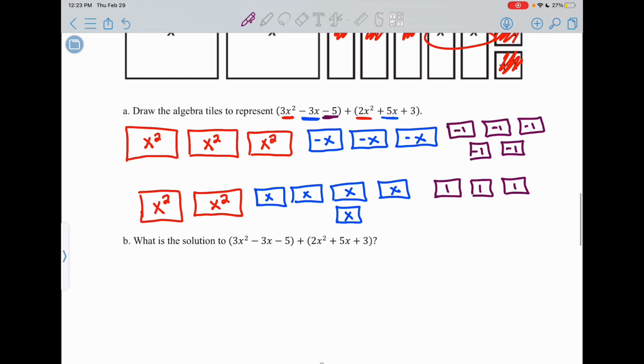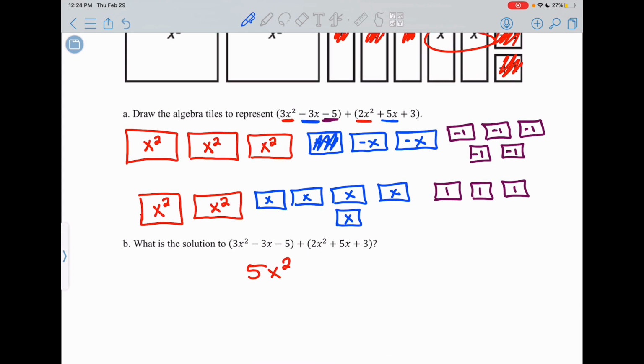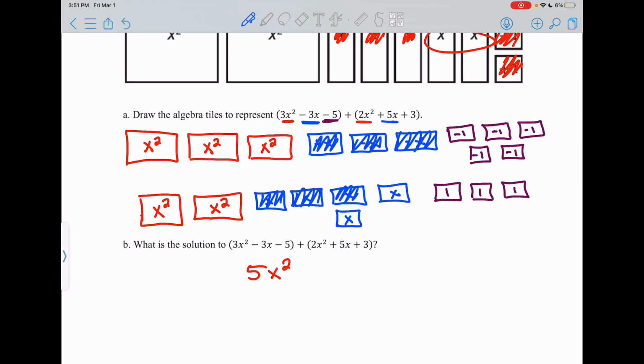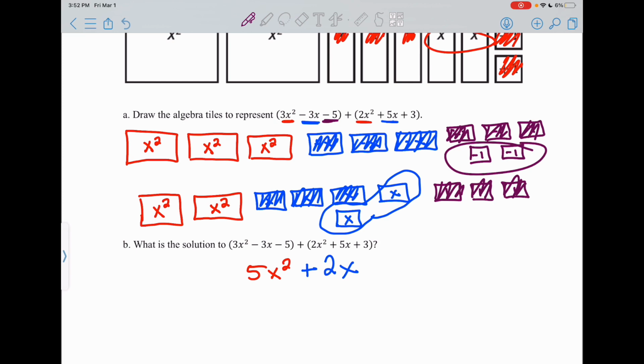So the solution I find by combining all my boxes together. I have 1, 2, 3, 4, 5 x squared boxes. Remember, every negative x can cross off a positive x. So I'm going to cross off my pairs until I'm left with only 2 x's, and they're positive, so this will be written as plus 2x. And then for every negative 1 box, I can cross off a positive 1 box until I'm left with 2 negative 1 boxes. So I will write that as minus 2.